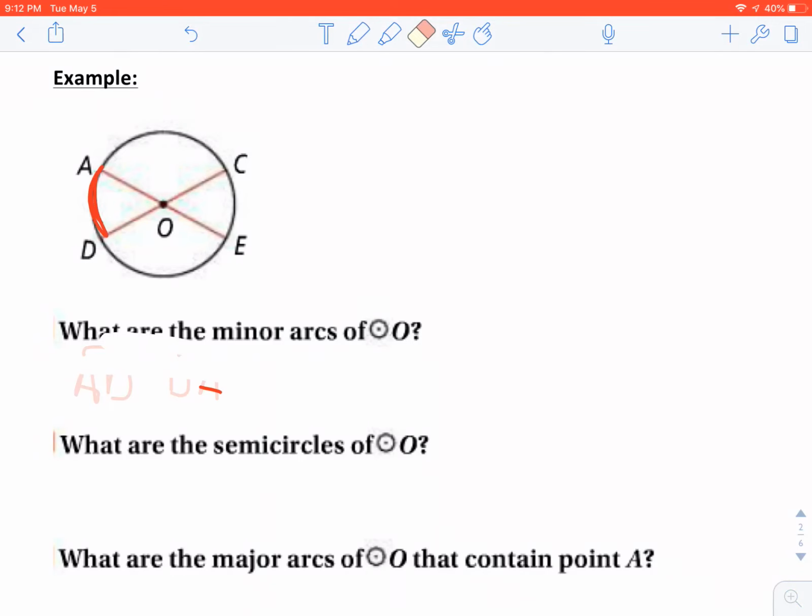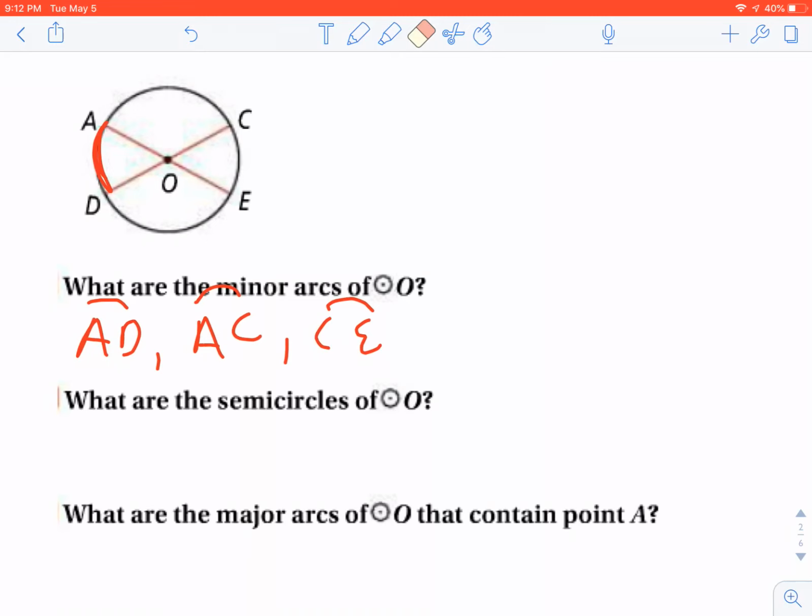So they're asking you to name some minor arcs. So obviously AD is 1. AC would be 1. CE would be 1. And then DE also would be a minor arc.